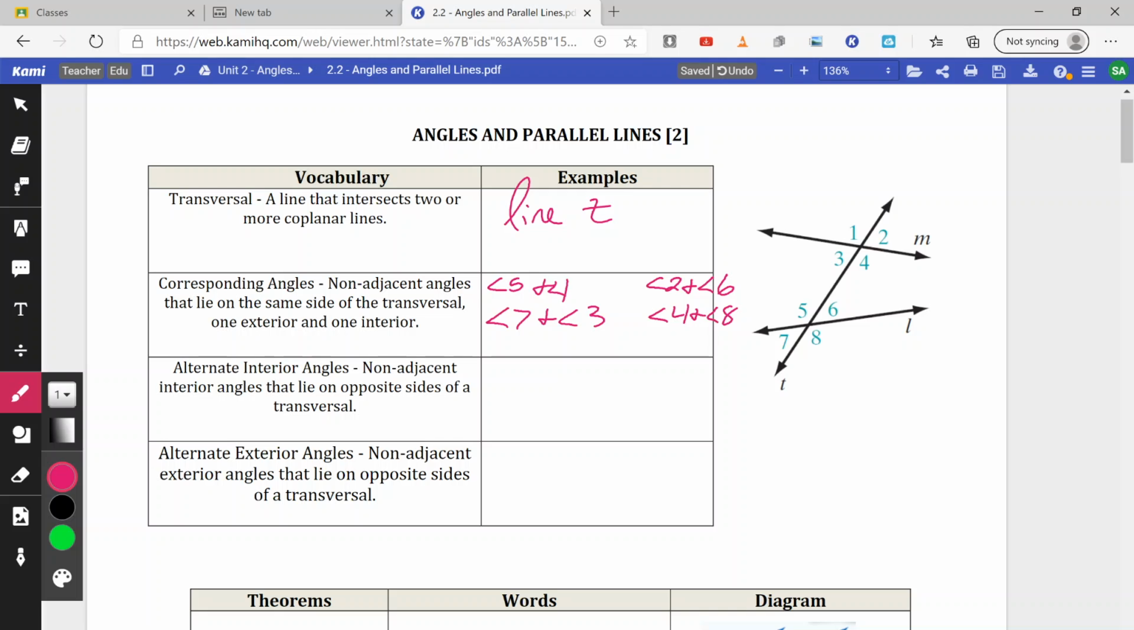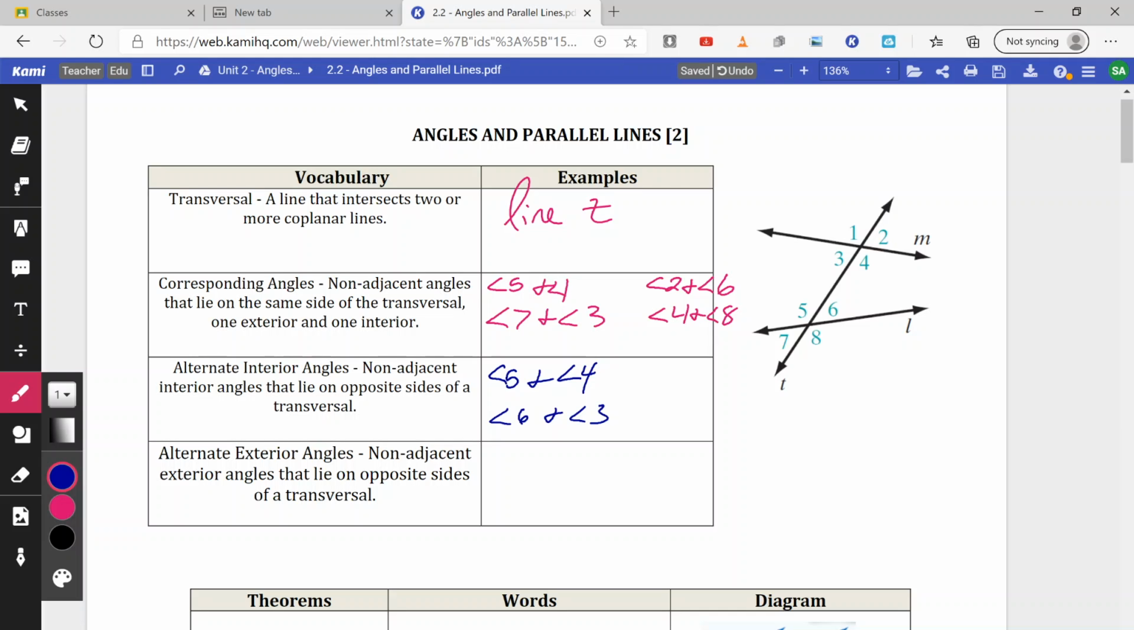Alternate interior angles are non-adjacent interior angles lying on opposite sides of the transversal. So they are inside our lines on opposite sides of the transversal. Angle 5 is on the inside, and then angle 4 is on the opposite side of the transversal, on the inside of line M. And then the other pair of alternate interior angles would be angle 6 and angle 3.